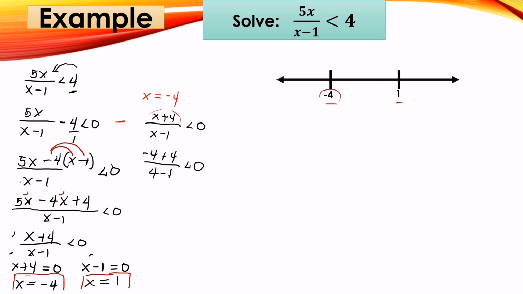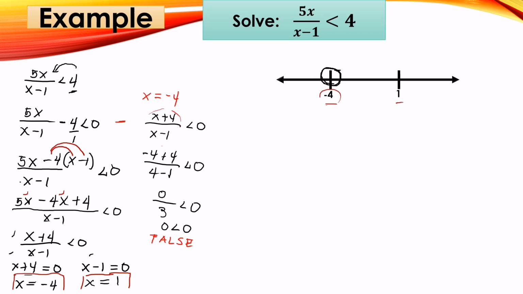So for negative 4 and positive 4, the answer is 0 over 3 is less than 0. So 0 divided by 3 is 0 is less than 0. It means it is false. So ibig sabihin, si negative 4 is not included. Kaya open circle. Pag hindi included, so we're using open circle.